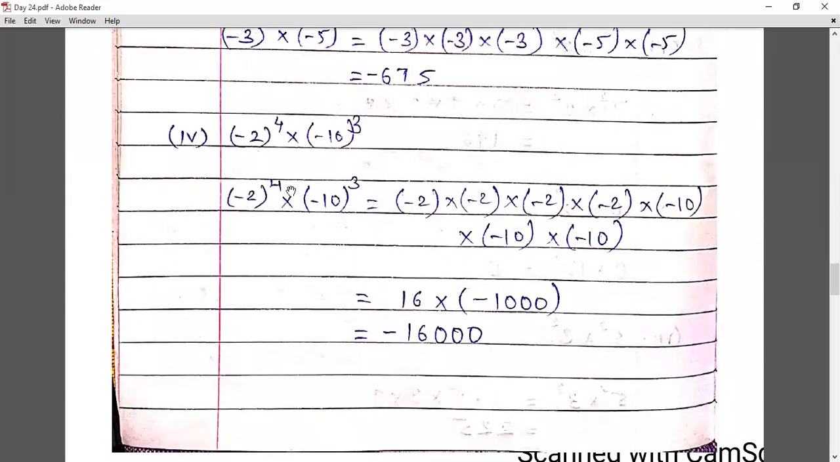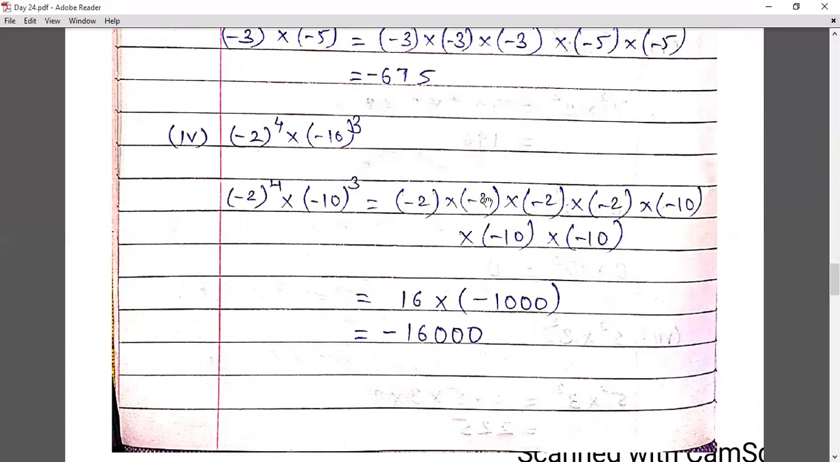Part 4 is minus 2 raised to 4 into minus 10 raised to 3. So minus 2 is expanded and written 4 times in multiplication, and minus 10 is written 3 times in expansion.